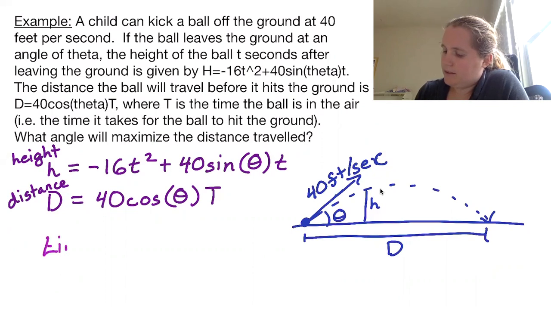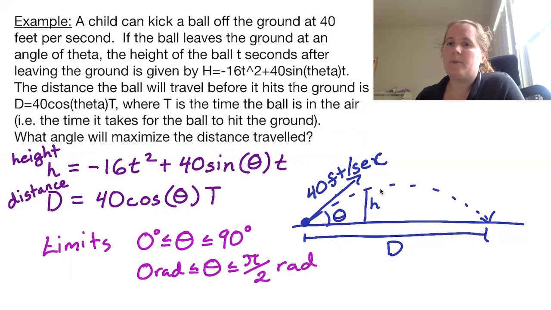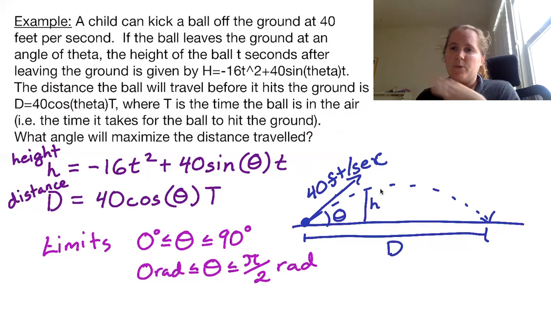Some limits, where presumably the ball is going to be between 0 and 90 degrees. So we have 0 degrees is less than or equal to theta is less than or equal to 90 degrees. Or equivalently, we'll have 0 radians is less than or equal to theta is less than or equal to pi over 2 radians. So we might kick the ball straight up in the air, and we'll have 0 distance then, but we're not going to kick it backwards, nor will we kick it underground. So these are our limits.